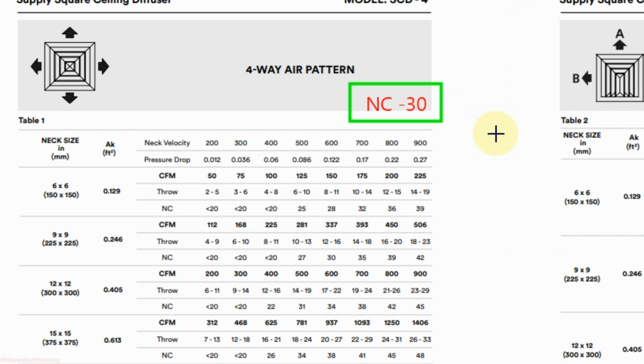To select the square ceiling diffuser, we need number 1, CFM, that we have, 700. Number 2, throw, that we will calculate now. Number 3, NC level. For office we can use NC level up to a maximum of 30. Number 4, neck velocity. Generally we use a maximum neck velocity up to 500 fpm.